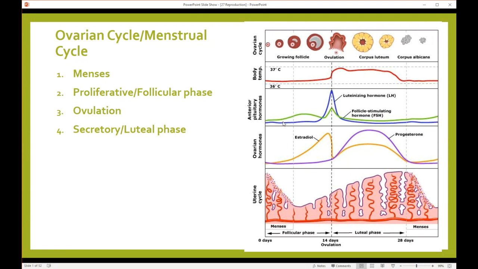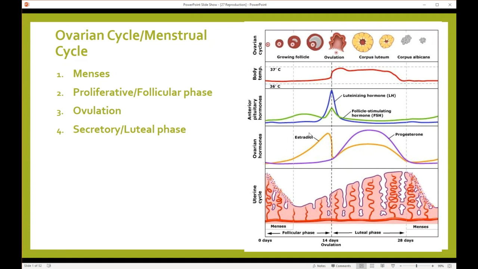Okay. This is what's happening with our anterior pituitary hormones. So the blue line is going to be our luteinizing hormone, and then our green line is going to be our follicle stimulating hormone. So you can see that this is our menses and our follicular phase. And then look at that peak with luteinizing hormone. We also get a peak with follicle stimulating hormone. But look what happens, right? Follicle stimulating hormone is generally on the top until right around ovulation, and then they flip-flop. Now, luteinizing hormone is on top, okay?